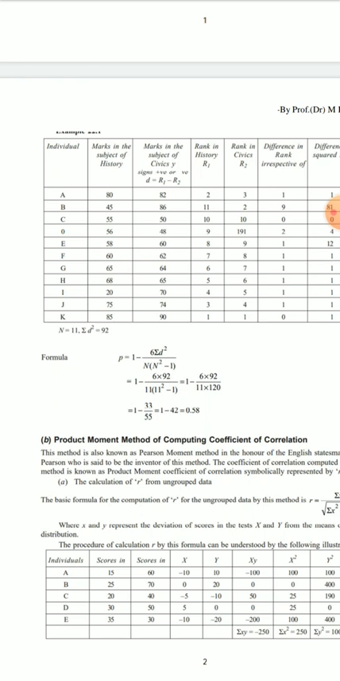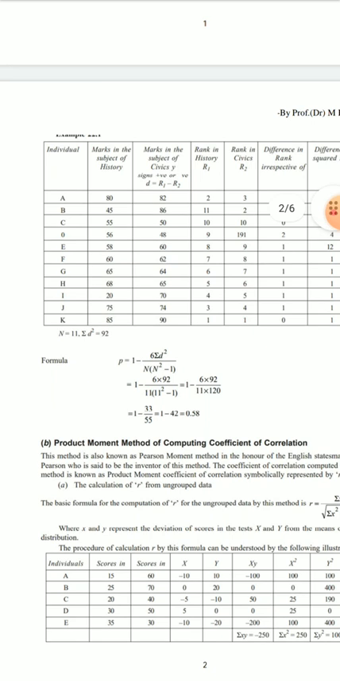Suppose you take an example, x and y are the two variables. If you increase the value of x, then the value of y changes in a constant proportion. Then you get a linear relationship between x and y.